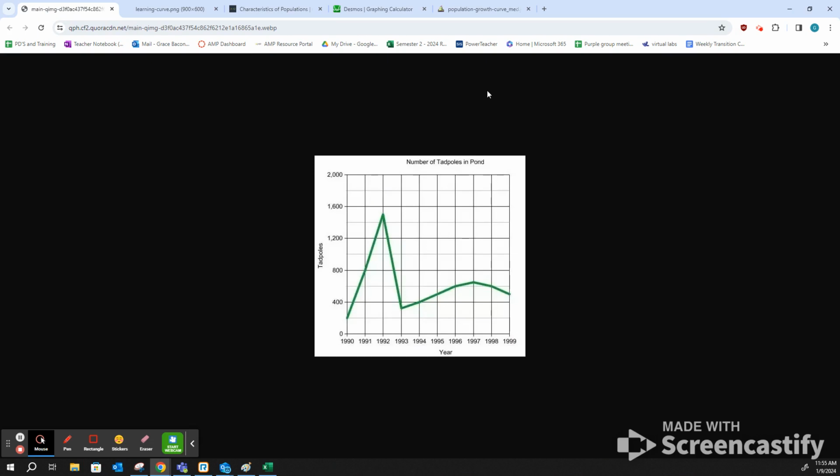So first thing I want to do is I want us to just do a quick review of being able to read graphs in general. So it may have been a while since the last time that you were trying to read a graph, and so we're going to do a little practice with that before we jump into the more specifics that have to do with the population growth models.